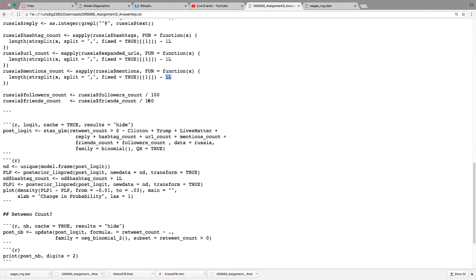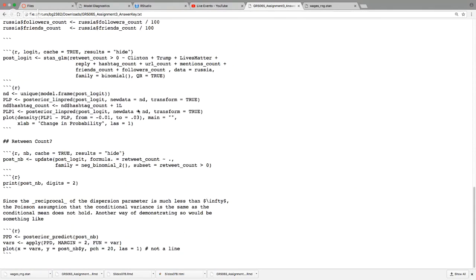So then there was a question about not just, is it ever retweeted, but how much is it retweeted? So you could do a similar model with stan_glm.nb, or you could just update it with family neg_binomial and change the outcome variable to the raw retweet count rather than the true/false. You can do that. You print out the results.